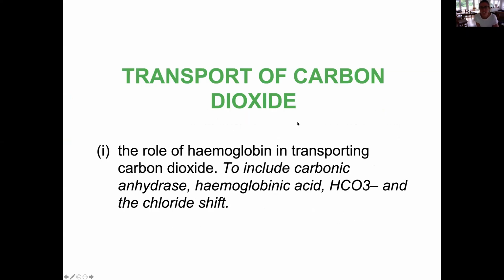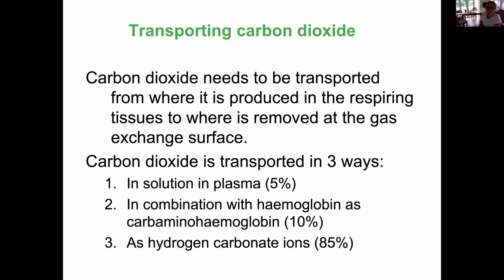Hi, so in this video I'm going to review transport of carbon dioxide. What we have to know from the specification is hemoglobin's role in transporting carbon dioxide, and we're going to look at where carbonic anhydrase fits in, so that's the name of an enzyme. We're going to look at what hemoglobinic acid is, and we're going to look at the importance of bicarbonate ions and the chloride shift. So that's your statement from the specification.